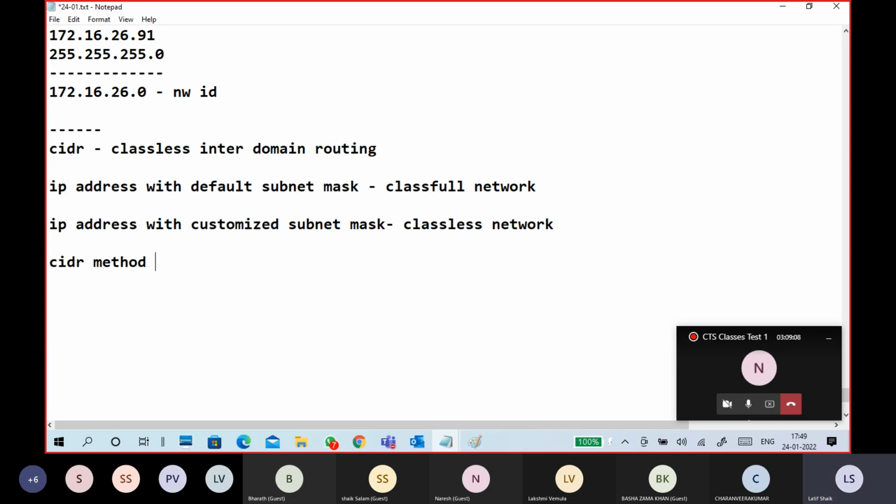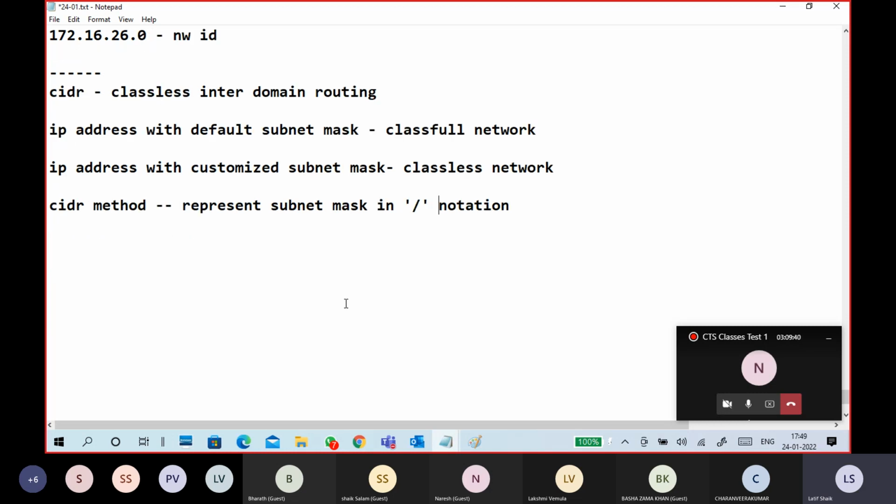The CIDR method means representing the subnet mask in slash notation. This is called a slash, right? Slash notation. Represent the subnet mask in slash notation.